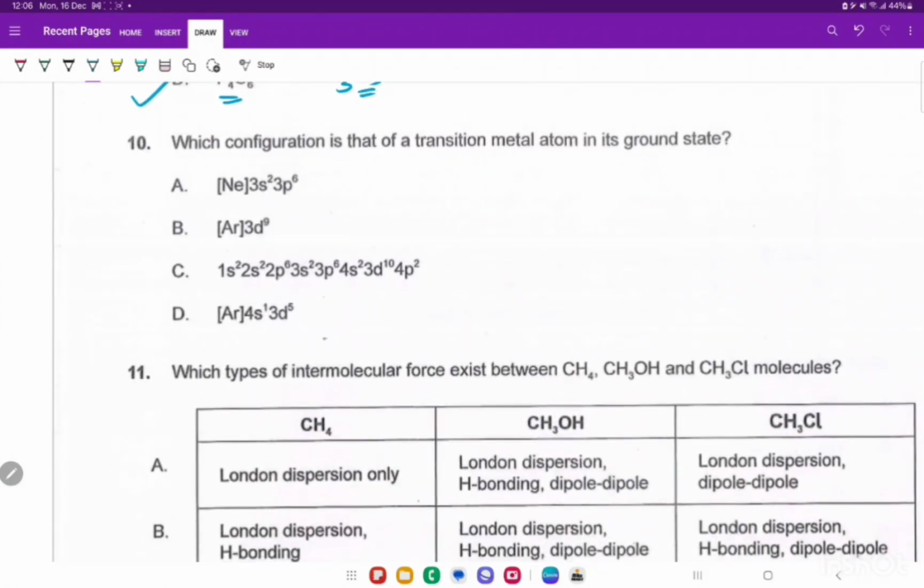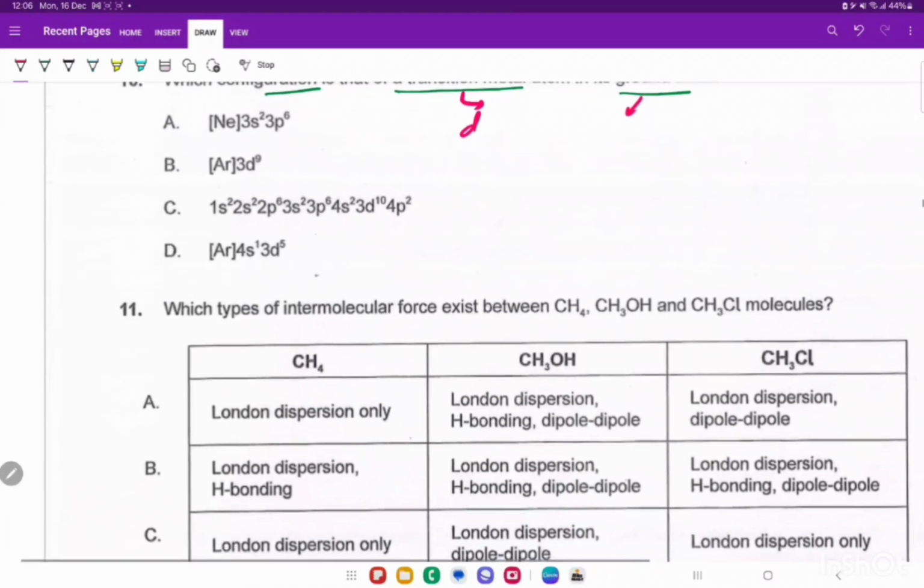Next question, question 10. Which configuration is that of a transition metal atom in the ground state? I want a transition metal atom in ground state. So what should be a transition metal? It should have d orbitals incompletely filled, and in ground state, the 4s should be completely filled. Neon 3s2 3p6 cannot be a transition metal. Ar 3d9, where is 4s? There is no 4s, hence also not a transition metal. It is in excited state of a transition metal.